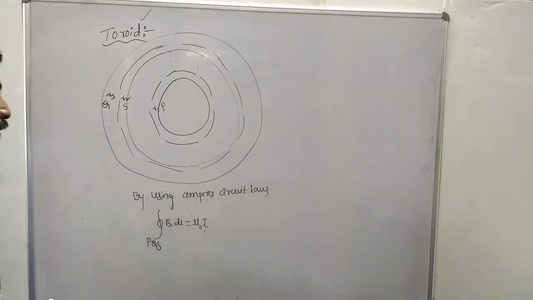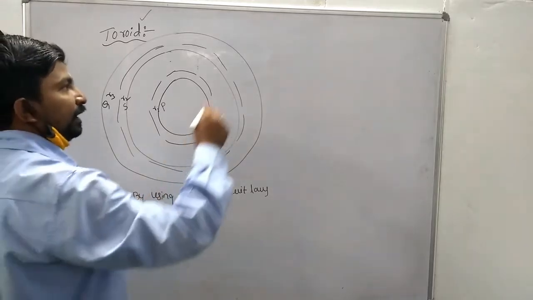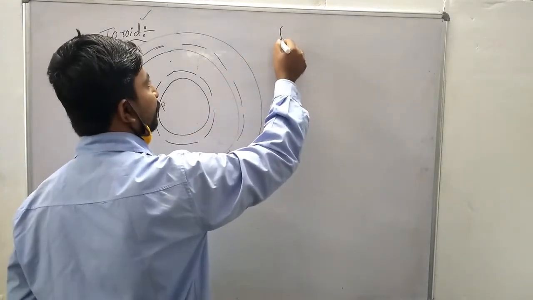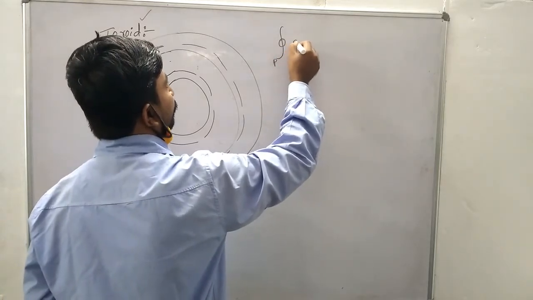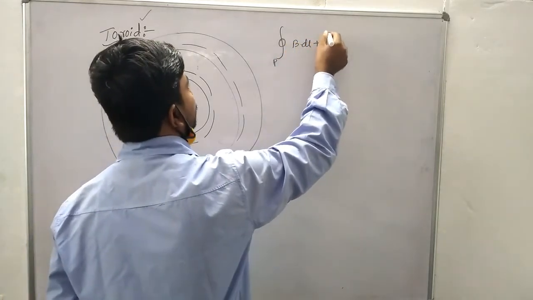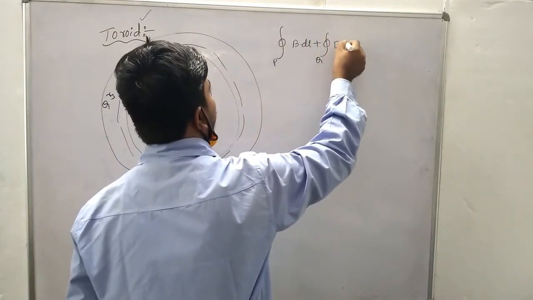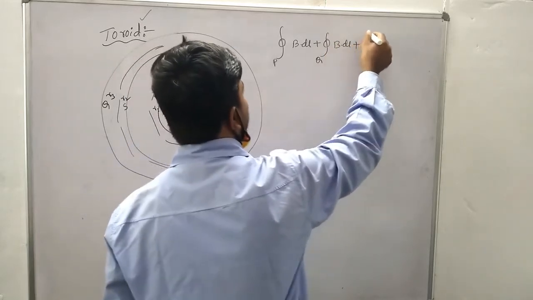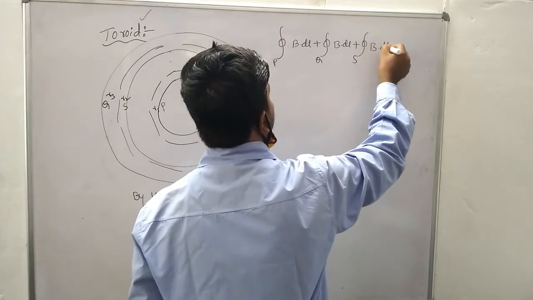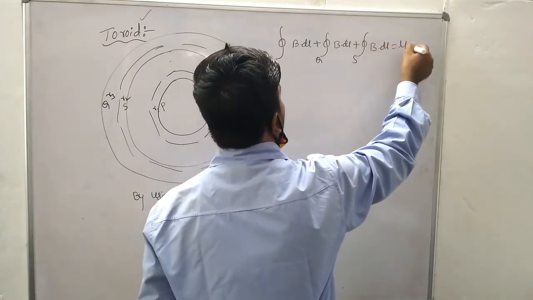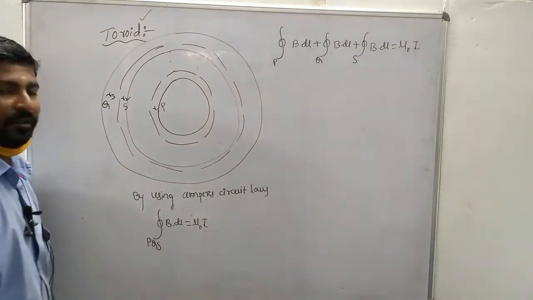Now I write each loop separately. The line integral from P, B dl, plus the line integral from Q, B dl, plus the line integral from S, B dl, is equal to mu naught I. So observe the figure again.